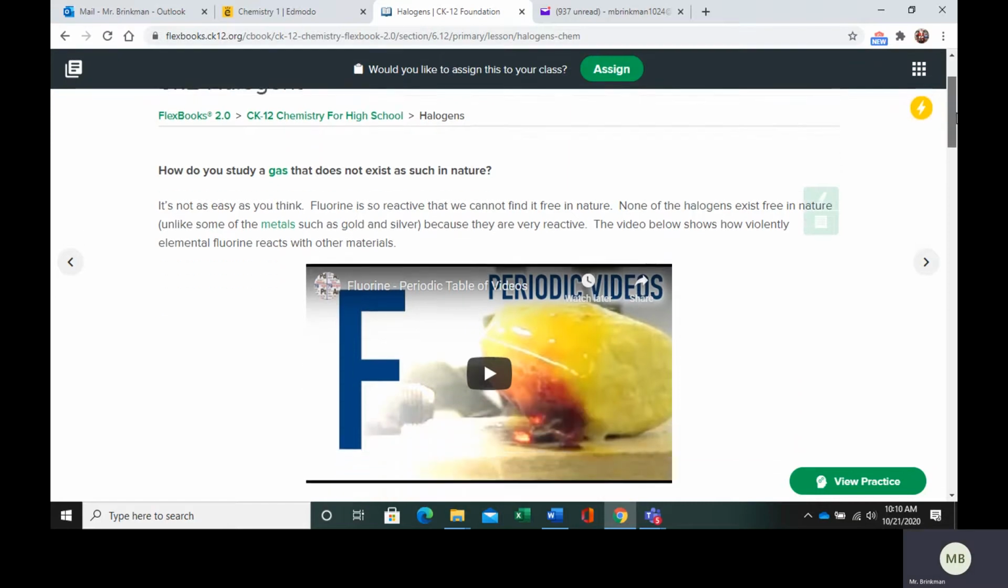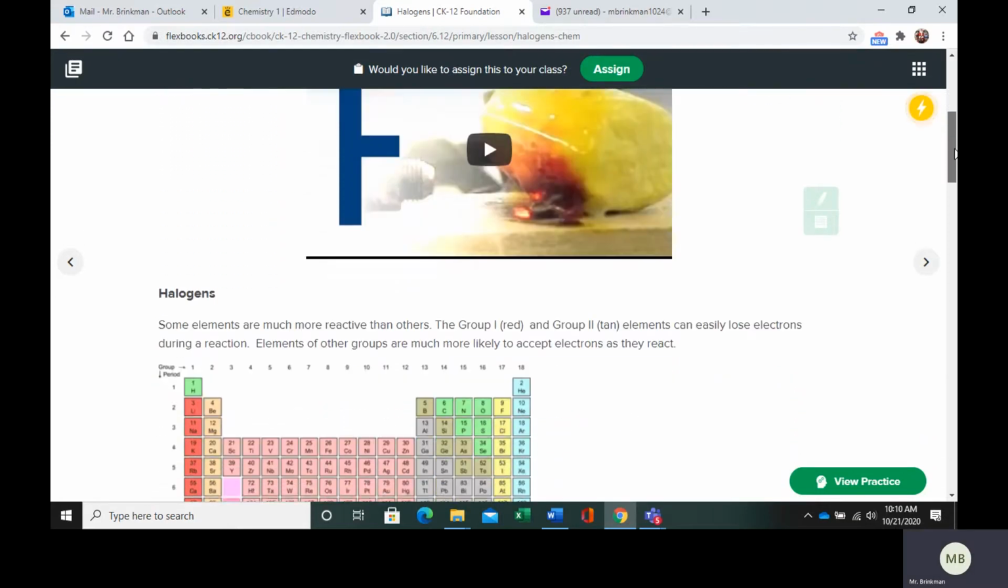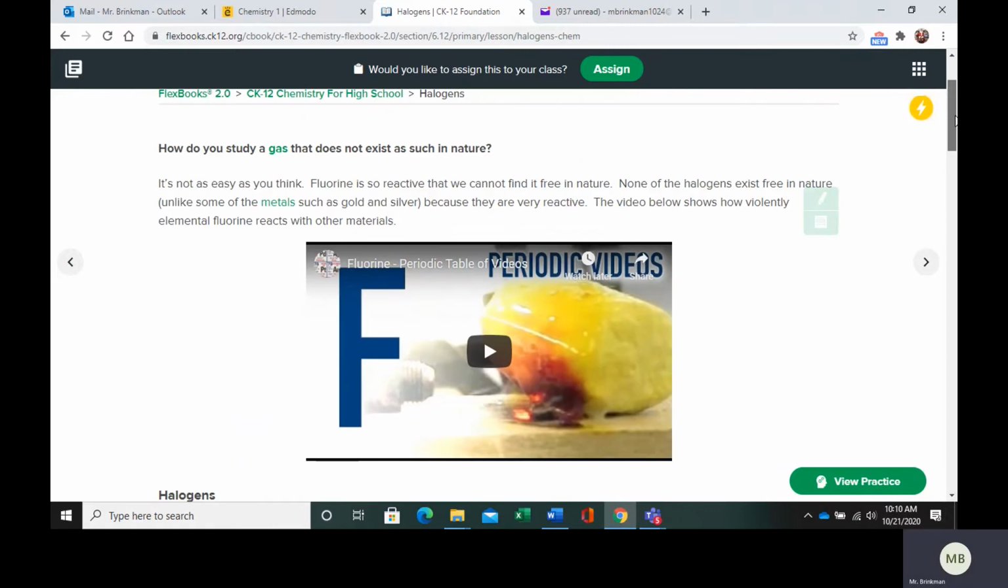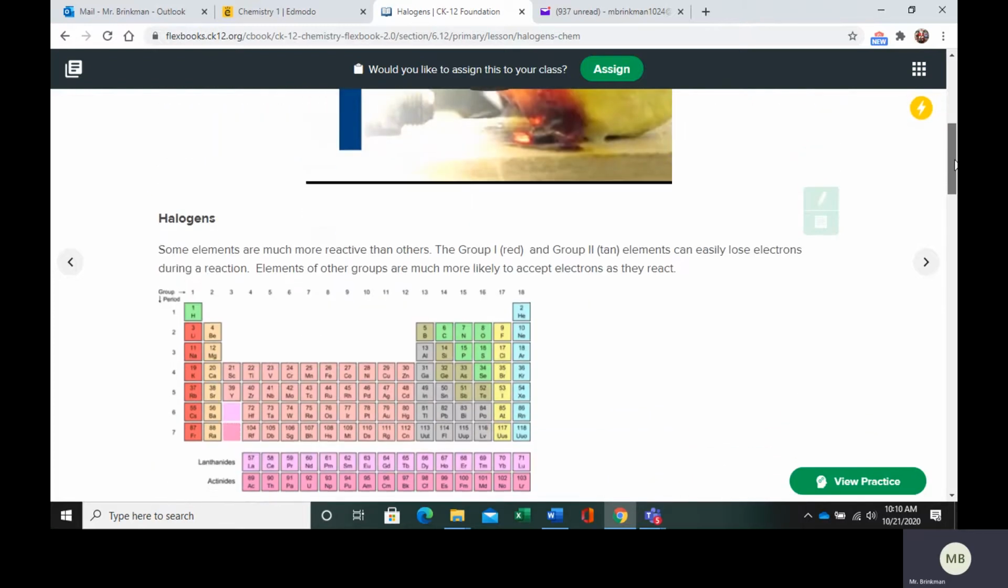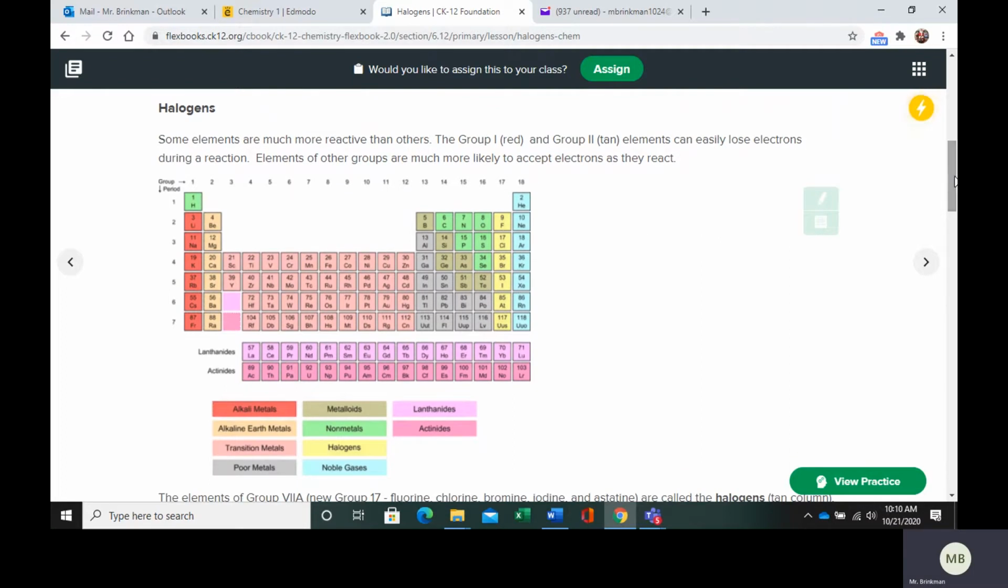So here's the thing about halogens. They are very reactive. Fluorine is actually going to be the most reactive element in the periodic table, and this is why you're not going to find fluorine by itself in nature, because it's very reactive. Halogens are in the 7th column, or group 7, on the periodic table. So they're kind of opposite of the group 1 and group 2 elements.